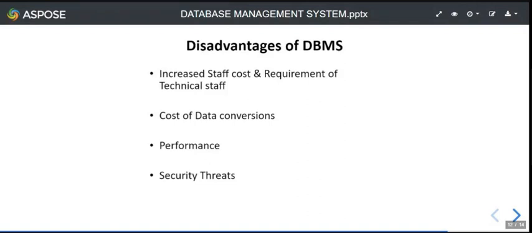And database failure is another disadvantage of DBMS. In the database system, all the data or information of the organization is stored in one centralized approach. If the database of that organization fails, then data is lost and the organization will collapse. So database failure is also a big problem with the database management system.